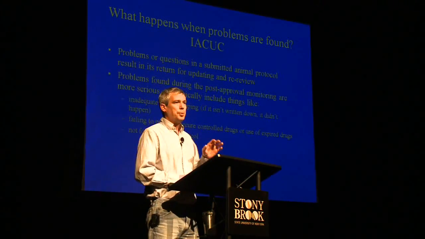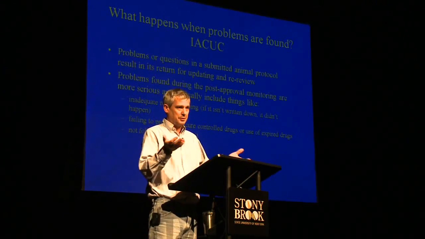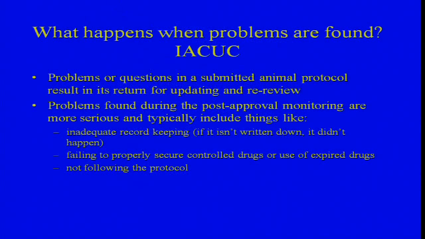However, problems found during the post-approval monitoring period are usually more serious. They could include things like inaccurate record keeping or no record keeping. Basically, the USDA inspector says if it's not written down, it didn't happen, and we run into that all the time. People are very careful about putting the data in their laboratory notebooks, but much less careful about filling out the required forms as far as the animal records, the anesthetic records, the surgical records, and that sort of thing. So those are things that we look at during our post-approval monitoring period. Other things would be lack of proper storage of controlled drugs. As I mentioned, controlled drugs by law have to be behind at least 2 lock sets.